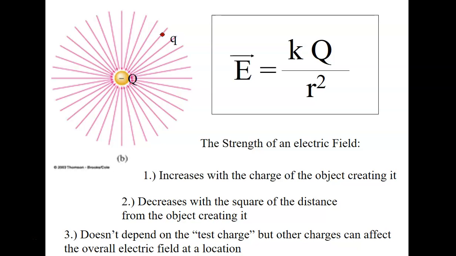source charge squared. Okay, so the strength of an electric field increases with the charge on the object that's creating it. It decreases with the square of the distance from the object creating it, and it doesn't depend on the test charge itself, but other charges can affect the overall electric field at a given location if we have more than one source charge. Okay.